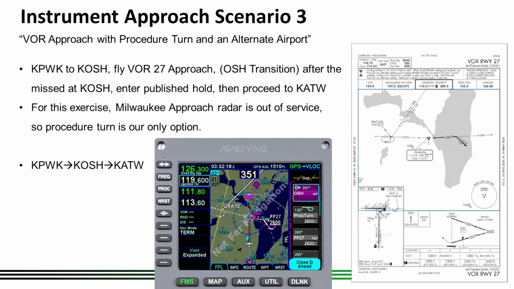In this next scenario, we are flying out of Chicago Executive Airport inbound direct to Oshkosh, where we will fly the VOR 27 approach and terminate with a missed approach. This flight will also include an alternate airport, KATW Appleton. The only transition for this airport is the OSH VOR. For this exercise, we will assume Milwaukee approach radar is out of service, so the procedure turn is our only option.